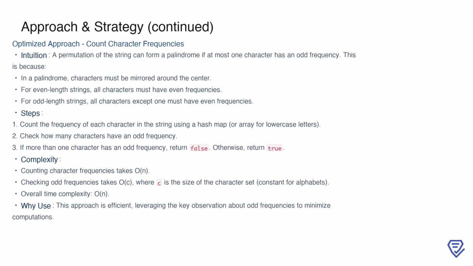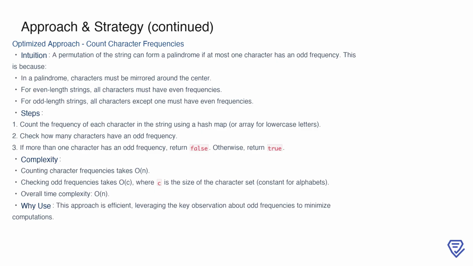First, we count the frequency of each character in the string, which can be done using a hash map or an array if the string contains only lowercase letters. Next, we check how many characters have odd frequencies. If more than one character has an odd count, it's impossible to form a palindrome permutation, and we return false. Otherwise, we return true.